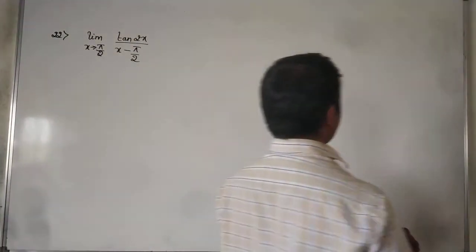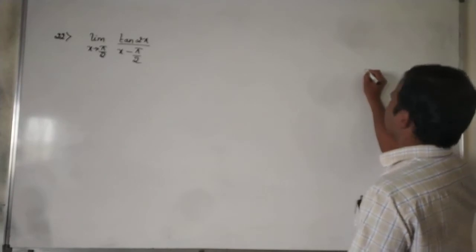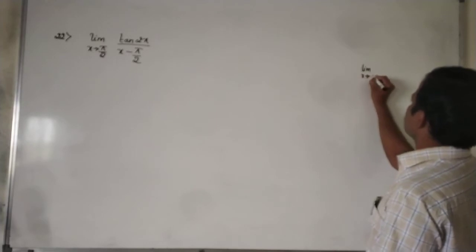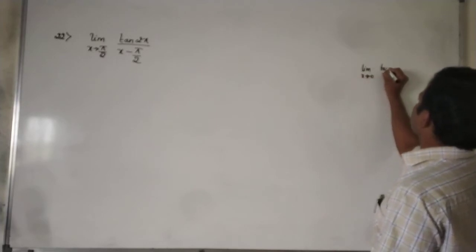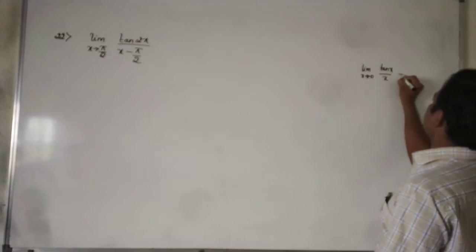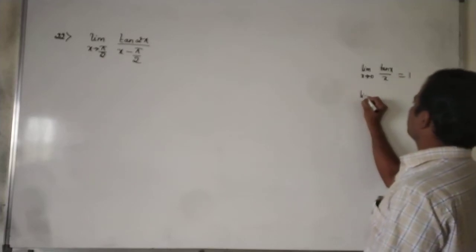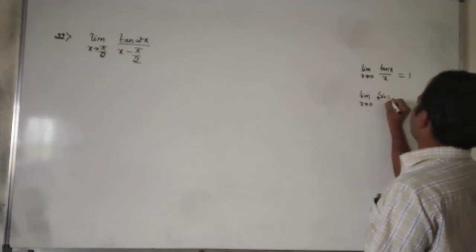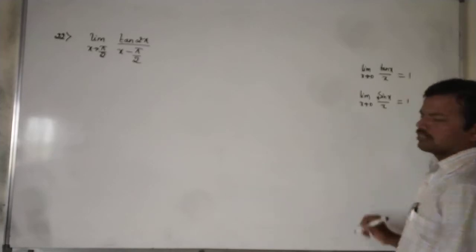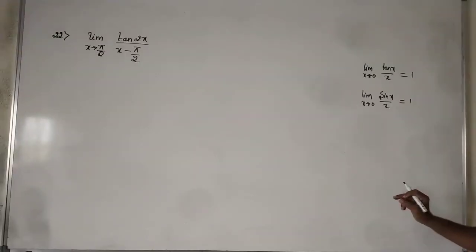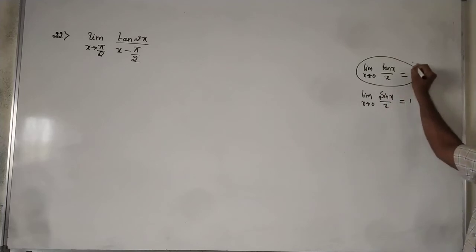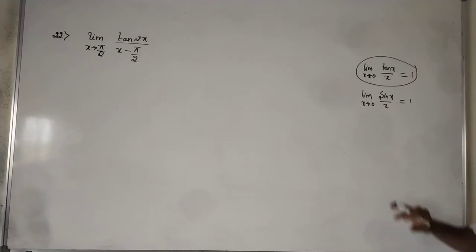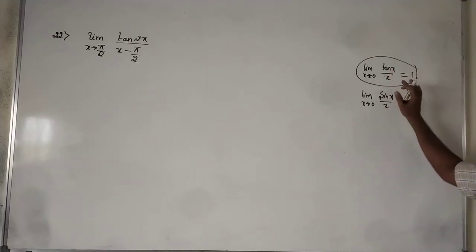We know only the formulas regarding trigonometric functions, that is, limit as x tends to 0 of tan x divided by x is equal to 1. Next, limit as x tends to 0 of sin x divided by x is equal to 1. We know these two formulas. Which of these is suitable? We have to use this formula. So to use this formula, we have to bring the given problem into this form. Then only we can easily apply this.